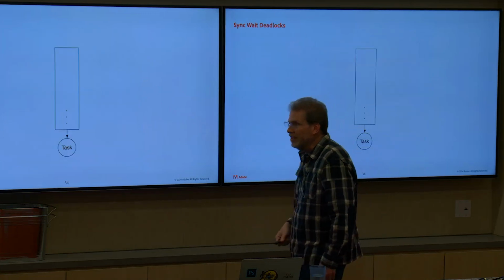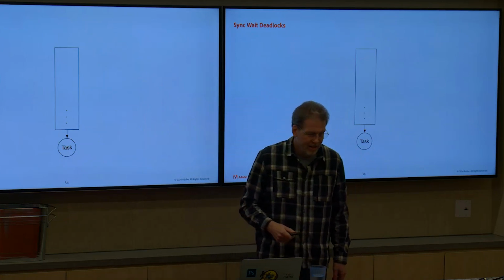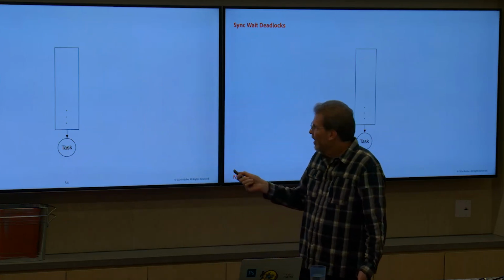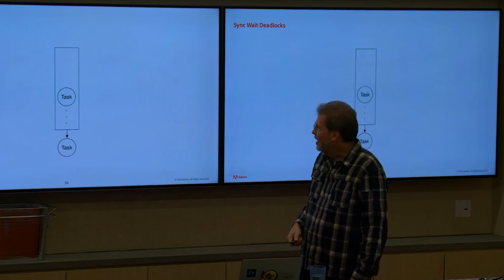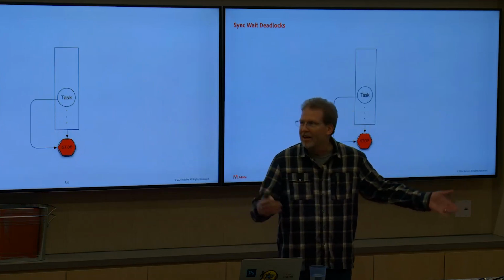Now, the other reason is stopping threads causes deadlocks. Here's a single-threaded system. We have a task, we queue the task, and then we wait for the task, and we're deadlocked. We're stuck.